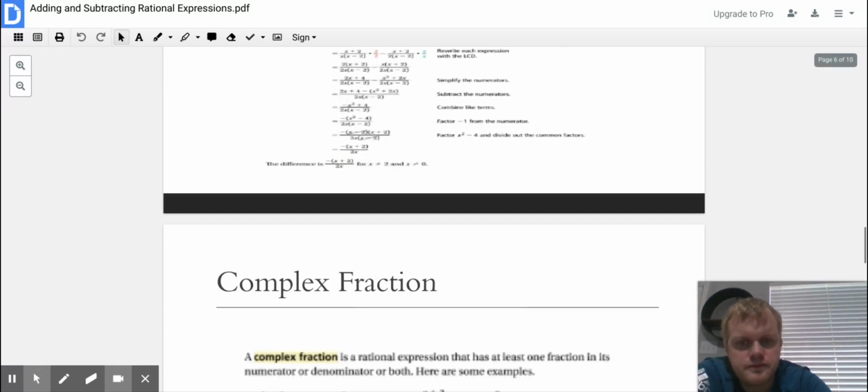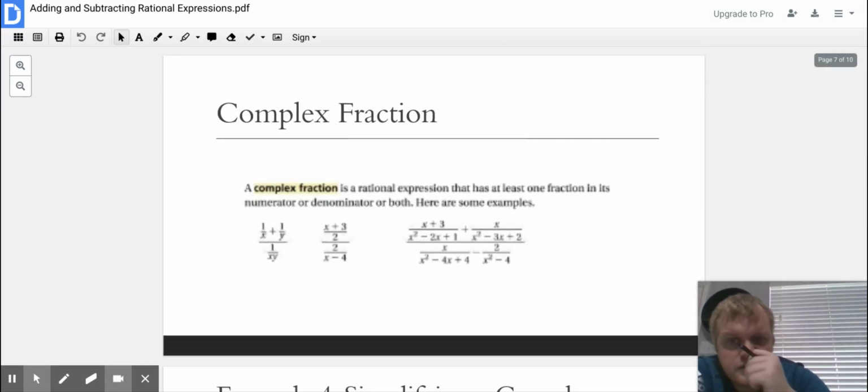Okay, a complex fraction here. So a complex fraction is a rational expression that has at least one fraction in its numerator or denominator or both. So here are some examples. So again, a complex fraction is where we have fractions on both the top and the bottom parts of our fraction there. All right, again, these are just examples of what they look like.